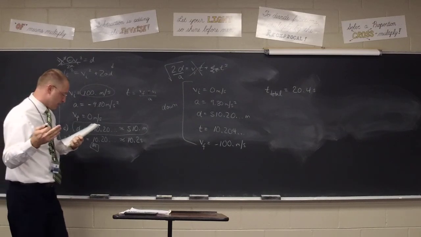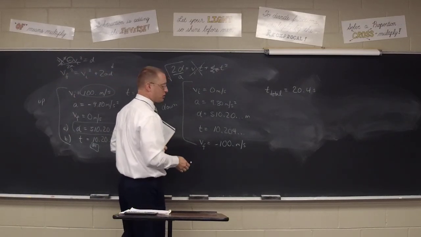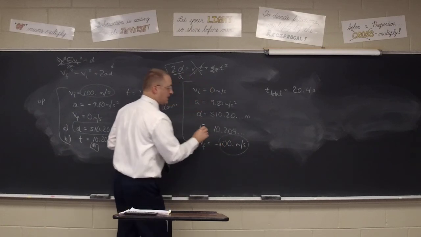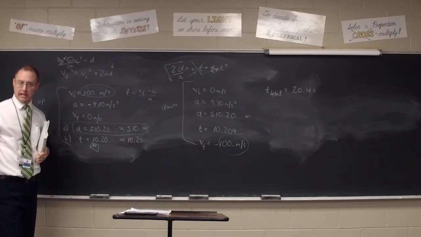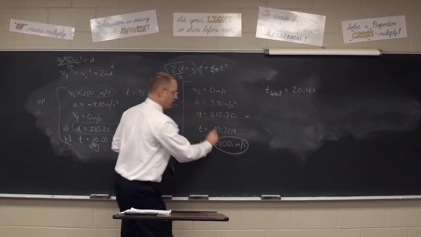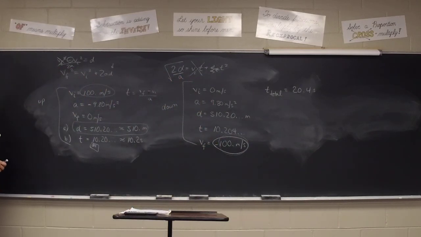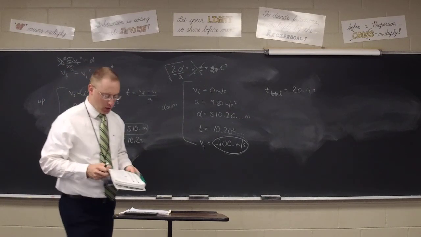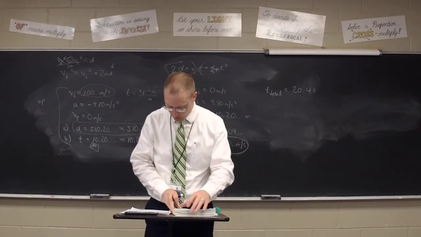The next question says, what is the arrow's speed when it returns to its original position? Its speed is the same, 100 meters per second. But its velocity is negative 100 meters per second. Remember, the speed doesn't account for direction because speed is a scalar, where velocity is a vector. Questions on that? All right.